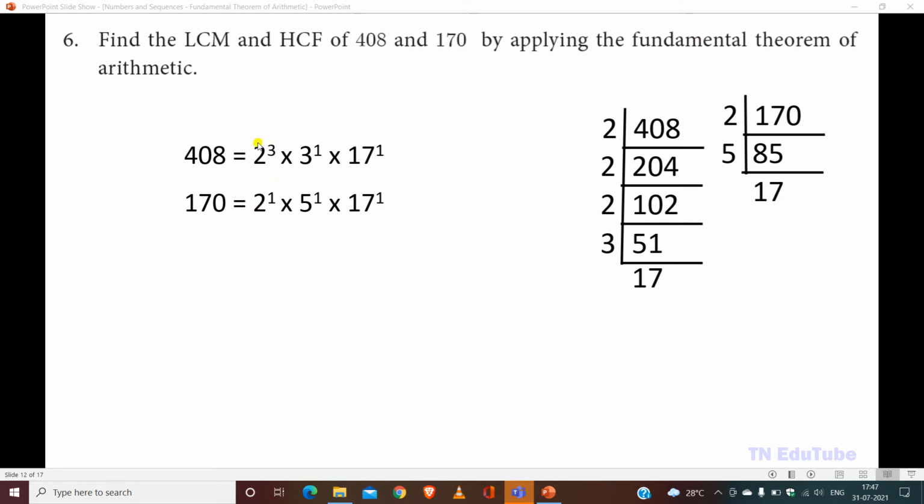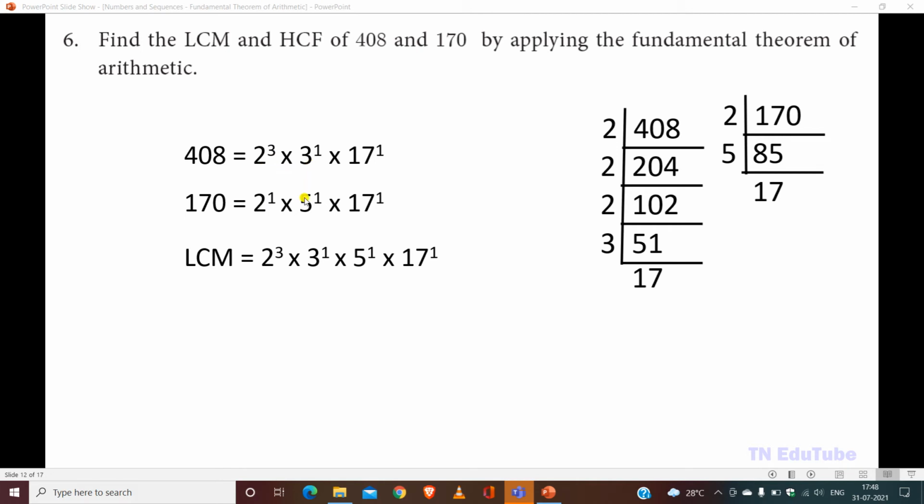Highest degree we have to take. Common factors: in these common factors you have to write the highest degree. Non-common factors also you have to write and multiply. That is the LCM. HCF means only common factors, highest common factor. Common factors means both the numbers are having common factors, the lowest degree is the common one for both, isn't it? So you get LCM is equal to, in the common, the highest degree, 2 power 3.